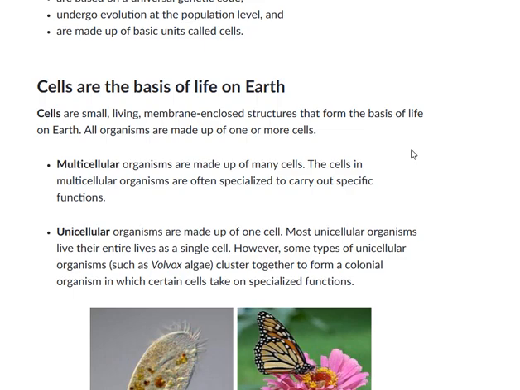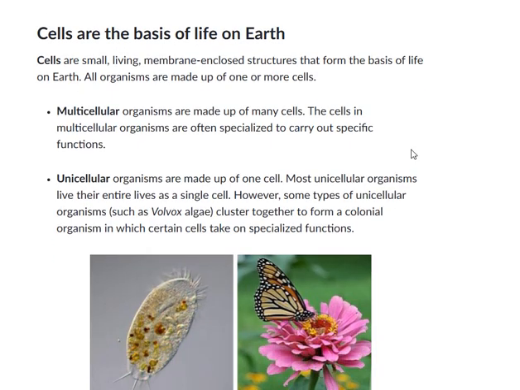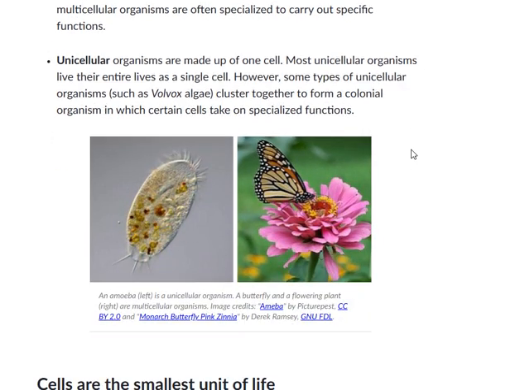Cells are small living things, membrane-enclosed structures that form the basis of life on Earth. All organisms are made up of one or more cells. Multicellular organisms are made up of many cells. The cells in multicellular organisms are often specialized to carry out specific functions. Unicellular organisms are made up of one cell. Most unicellular organisms live their entire lives as a single cell.